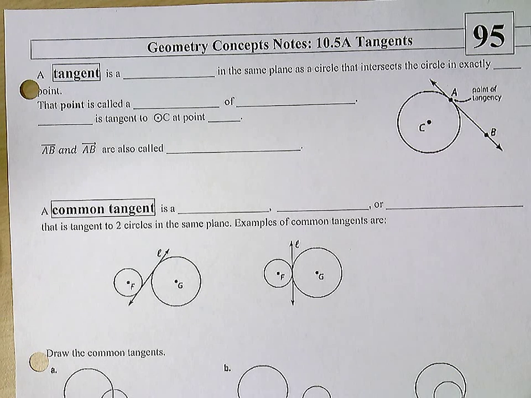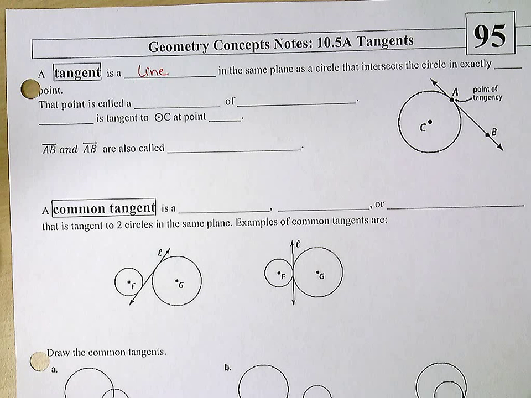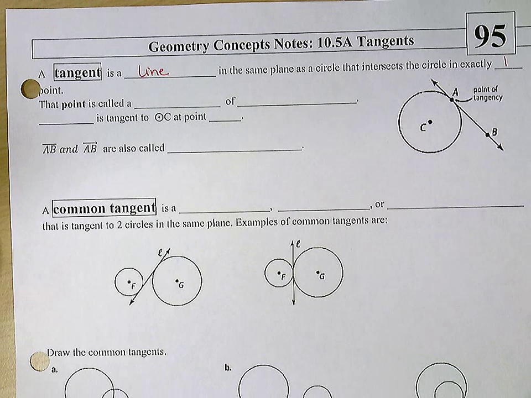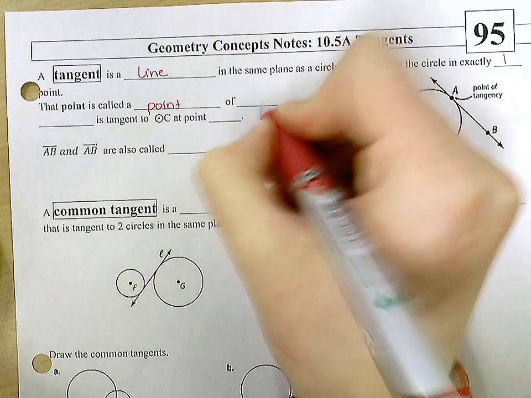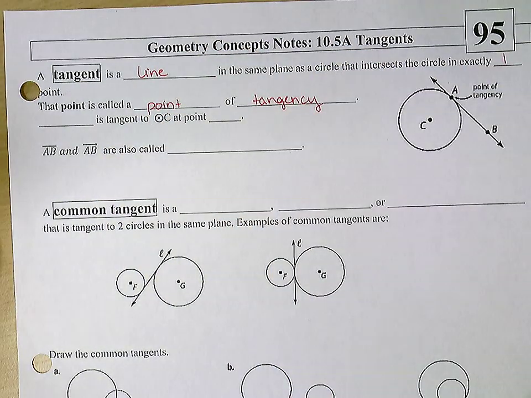Okay. So a tangent is a line in the same plane as a circle that intersects the circle in exactly one point. So this line intersects your circle in just one point. That point is called a point of tangency. So that one point is the point of tangency.